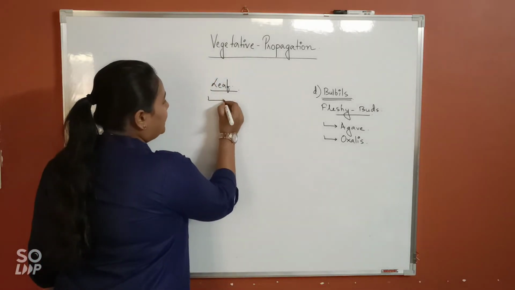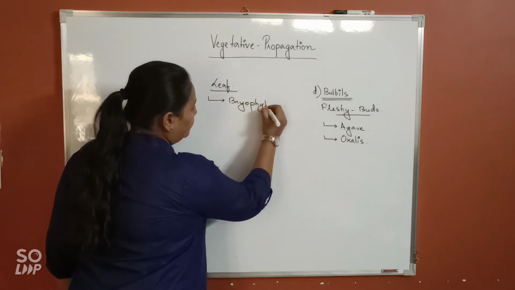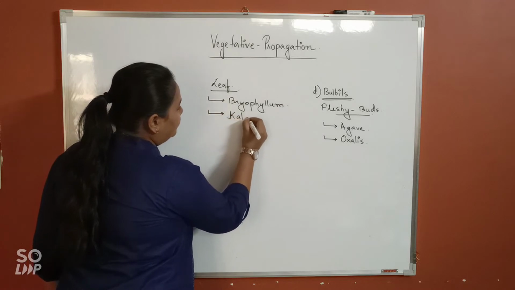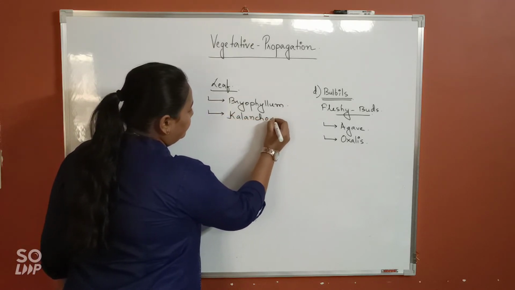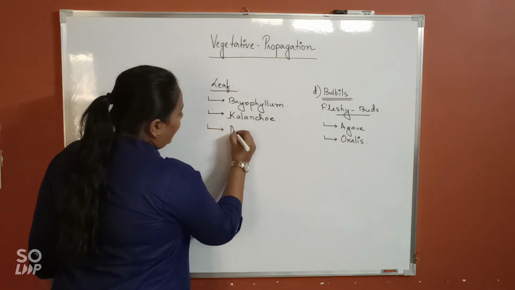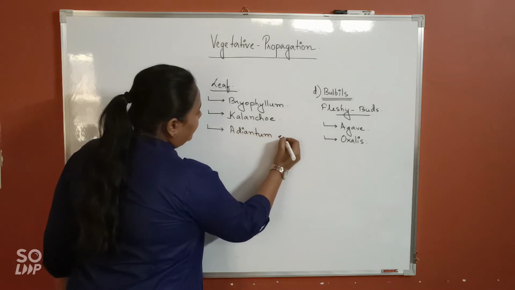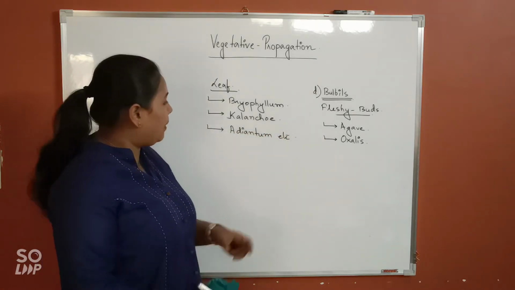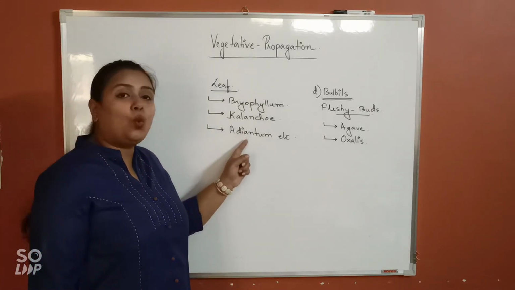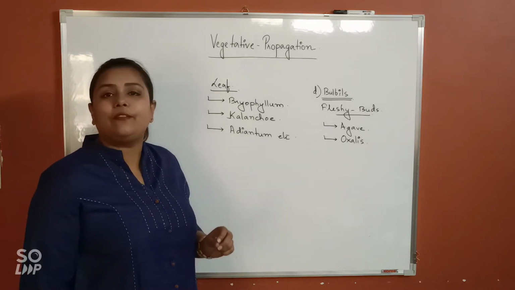So the most common example we take is Bryophyllum. Then there is Kalanchoe. There can be Adiantum, etc. Adiantum, if you remember, we have discussed it in the plant kingdom chapter in class 11. It's called the walking fern, isn't it? Because it vegetatively propagates by its leaf tips.